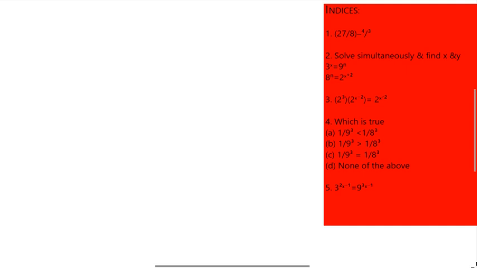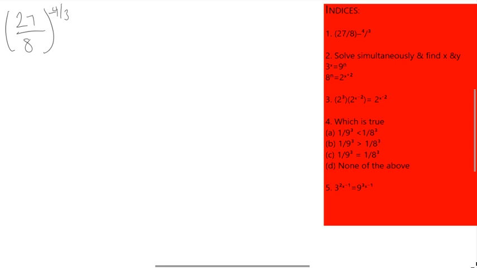Alright, so let's start with this. So we have indices. So let's look at these 5 questions from indices. So question 1 says that 27 over 8, everything raised to power minus 4 over 3. Alright, so now this is a basic indices question. So we should be able to solve this using a law of indices.